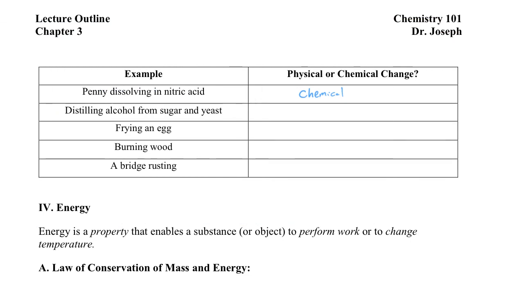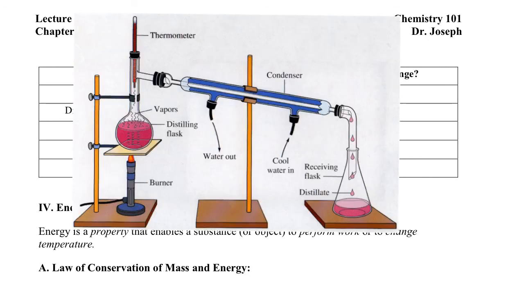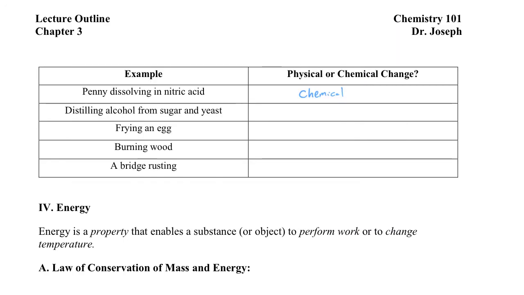What about distilling alcohol from sugar and yeast? If you don't know, distilling alcohol involves taking the alcohol, warming it up, and then it turning from a liquid into a vapor. That vapor can then be condensed in a condenser to get back the original liquid. Notice there I said the original liquid. That means we have alcohol at the beginning and the end. Therefore, this is an example of a physical change.